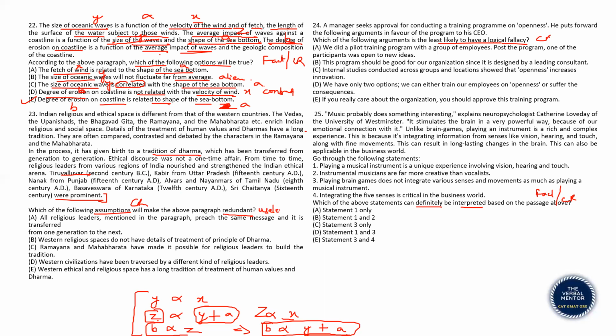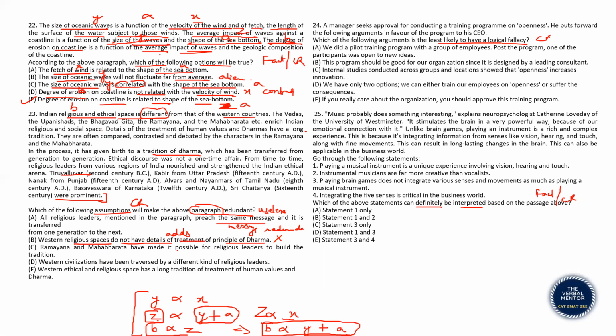Redundant means useless. In this context, all religious leaders mentioned in the paragraph preach the same message. That would make their message redundant and not the paragraph redundant, because the paragraph does not only talk about their message, it talks about the Indian religious and ethical space being different from the Western countries. Western religious space does not have details of treatment of the principle of dharma, which adds to the paragraph rather than makes it redundant. So out, opposite.